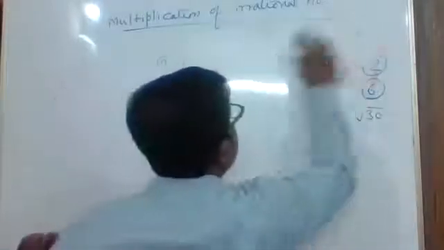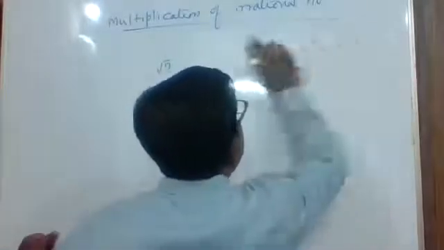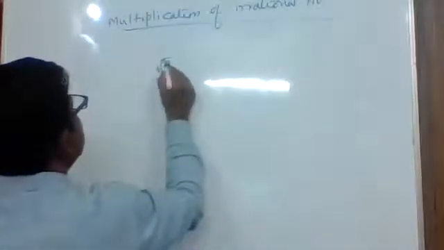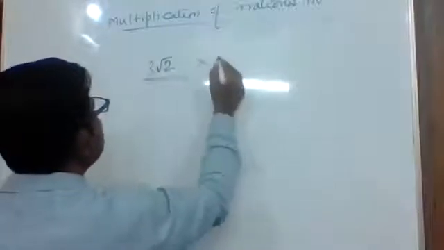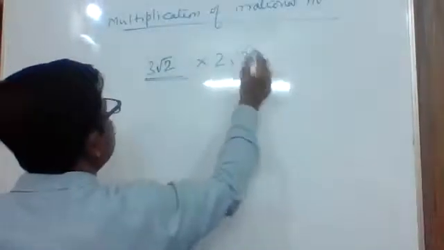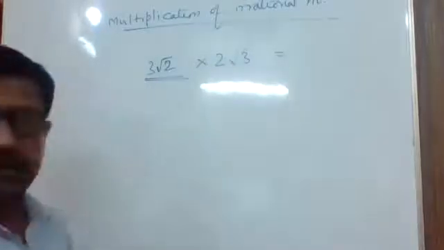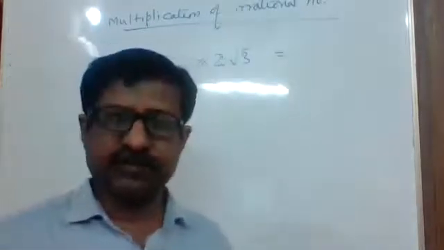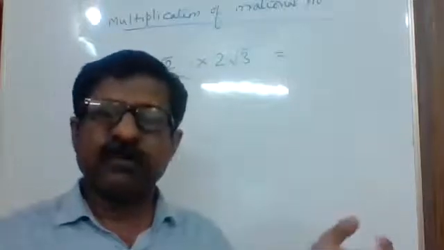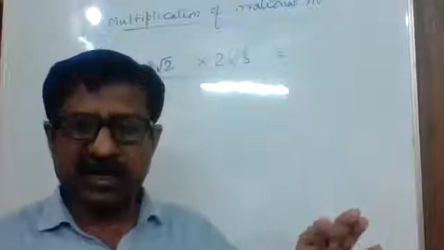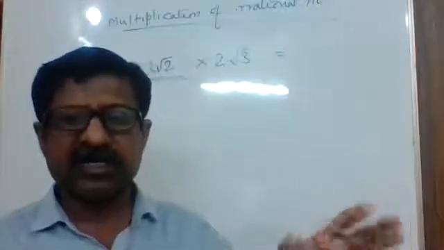Next, these were the pure surd. Now I'm mixing the surd. Mixed surd means when you get some rational part and some irrational part. 3 root 2 I have taken as the first number. The second number is 2 root 3 I have taken. And if you're multiplying these two, in such a question, we have to multiply only the rational part together, and the irrational part together.